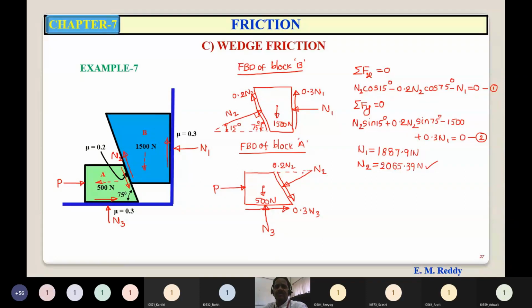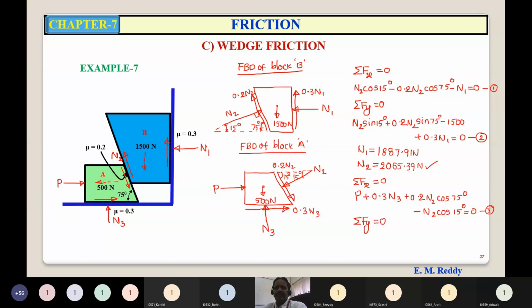And what are the directions? We have this as 15 degrees, 75. So again, writing equations of equilibrium, summation Fx equals 0: plus P plus 0.3 N3 plus 0.2 N2 cos 75 minus N2 cos 15 is equal to 0.